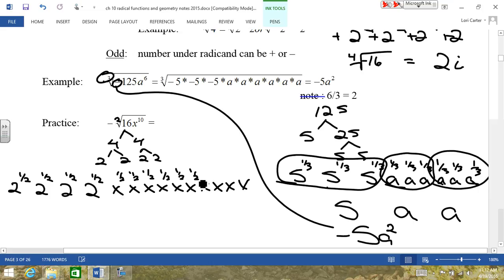Hang on, I'm not done writing. If there's a perfect square in there, you can just take the root and divide the exponent by 2. That's the shortcut. I'm going to show you that in a second.